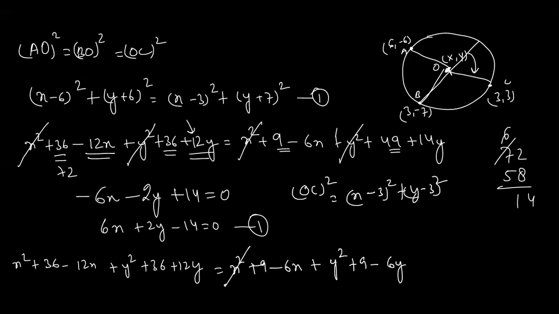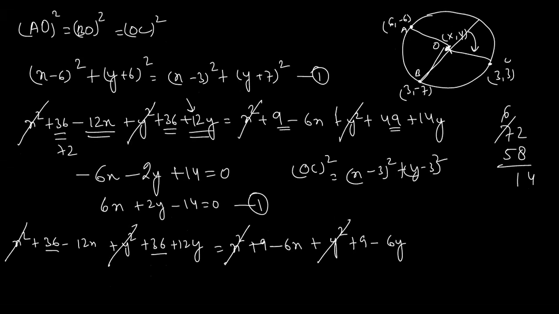So here x square and x square will get cancelled out, y square and y square will get cancelled out. Here we have 36 and 36. You can write here this is 12x and this is 6x. Again, this will come to that side, and when it comes to that side, it will become positive, and you will get minus of 6x here, because when this goes to that side, it will be subtracted.